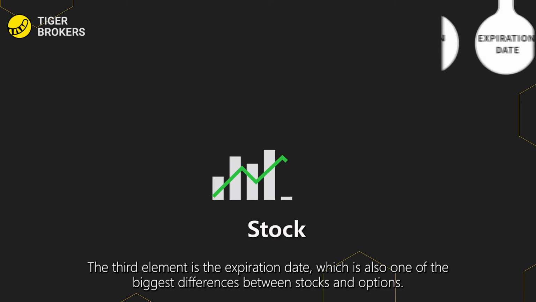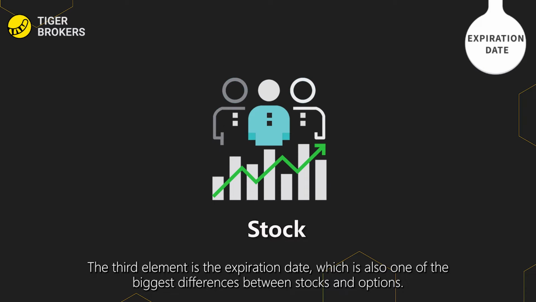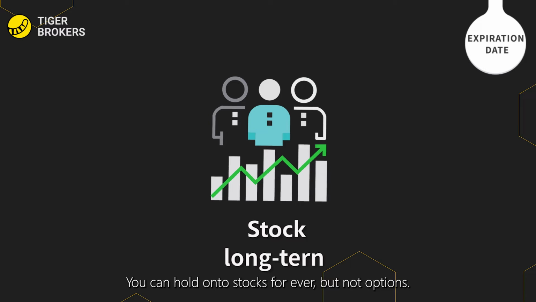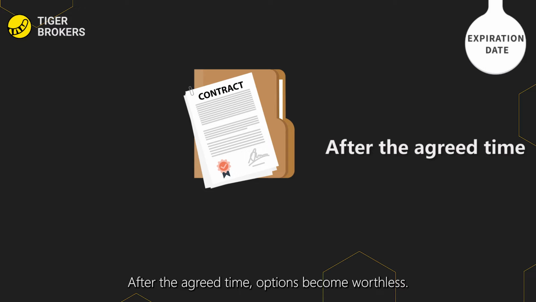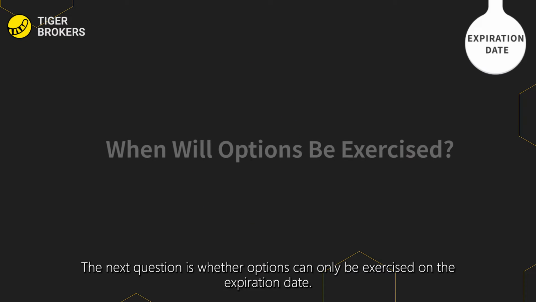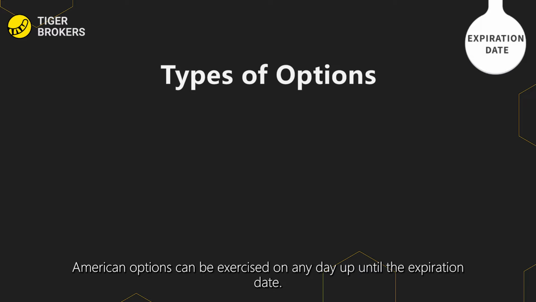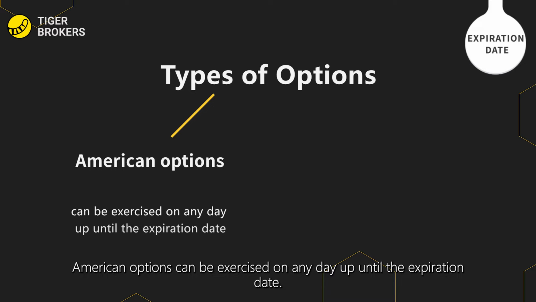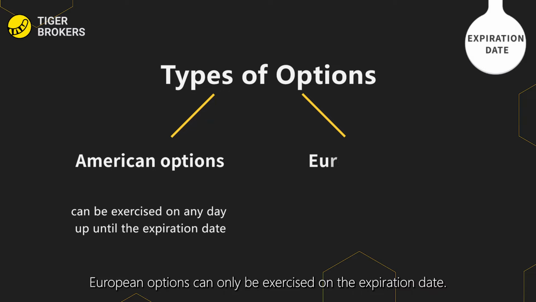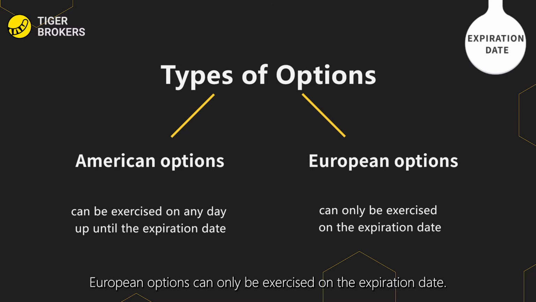The third element is the expiration date, which is also one of the biggest differences between stocks and options. You can hold on to stocks forever, but not options. After the agreed time, options become worthless. The next question is whether options can only be exercised on the expiration date. The answer depends on the type of option, American options or European options. American options can be exercised on any day up until the expiration date. European options can only be exercised on the expiration date.